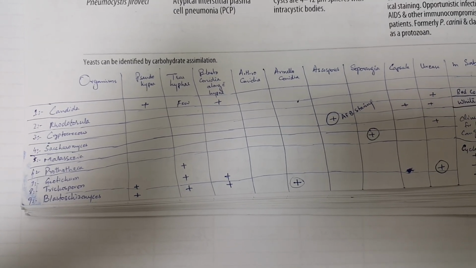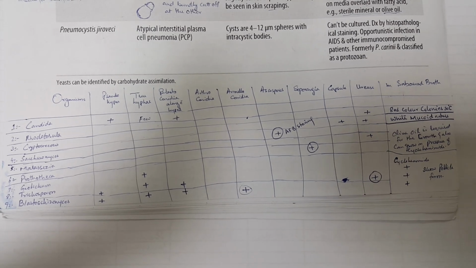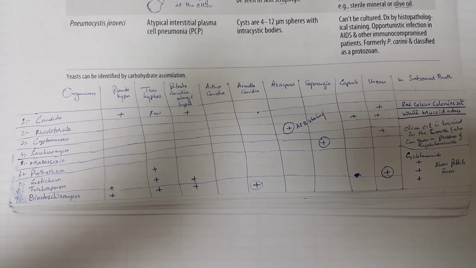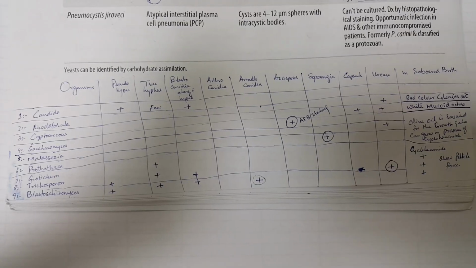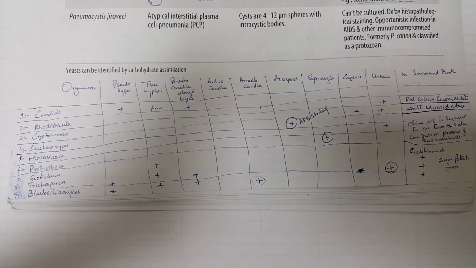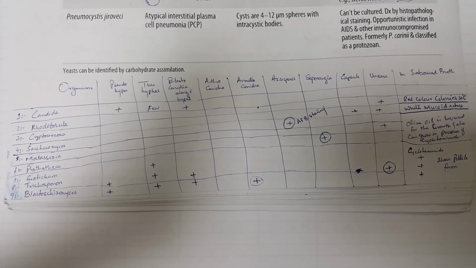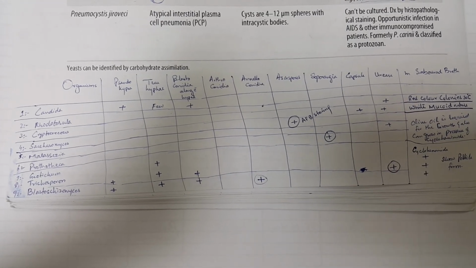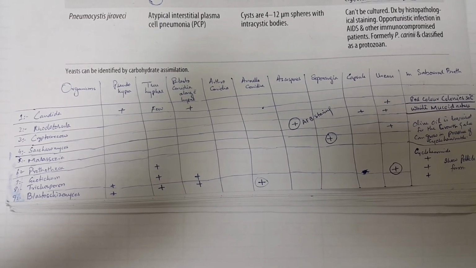The second one is Rhodotorula. Rhodotorula produces red colored colonies on SDA at 30 degrees centigrade, and is also a urease positive organism. Cryptococcus is also a urease positive organism, and it has a capsule and white mucoid colonies on Sabouraud agar, which differentiates this organism from the rest of the yeast-like organisms.